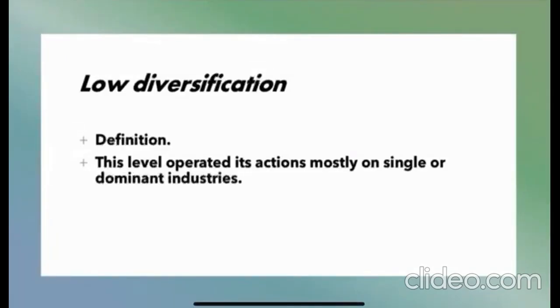Low diversification. The definitions. Well, this level operates its actions mostly in single or dominant industries. It refers to when a company is in a single business and has better than 95% of its revenue from sales. In the prevailing industry, 70% to 95% of the revenue means that the company is dominant.